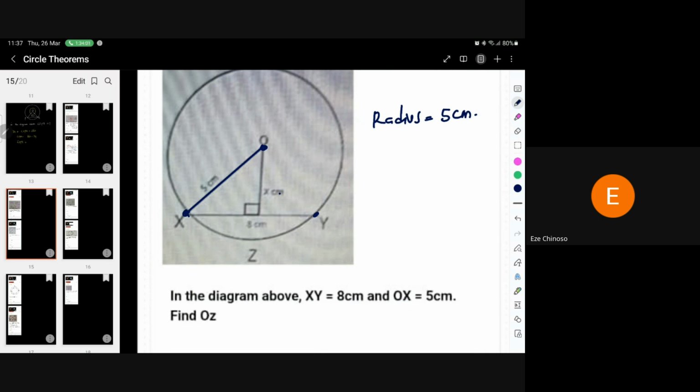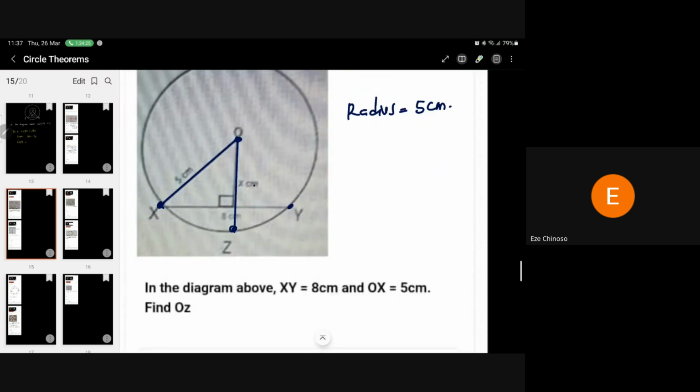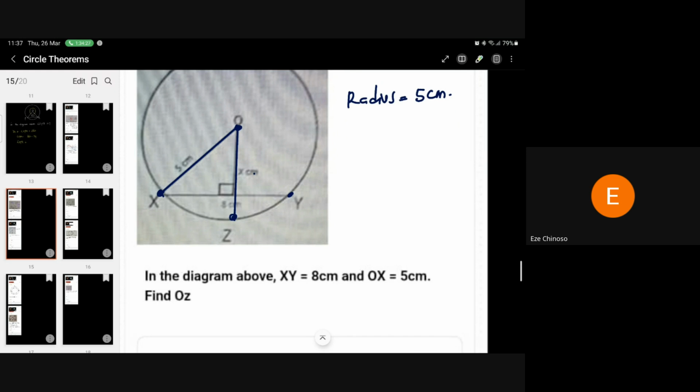Now, do you also agree that this should also be a radius? Justice, are you here? That OZ as well should be a radius. Now, they say in the diagram above we should find OZ. But then how do we simplify further? I think we need our Pythagoras theorem here.